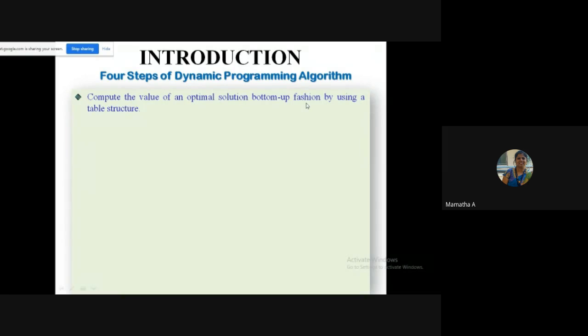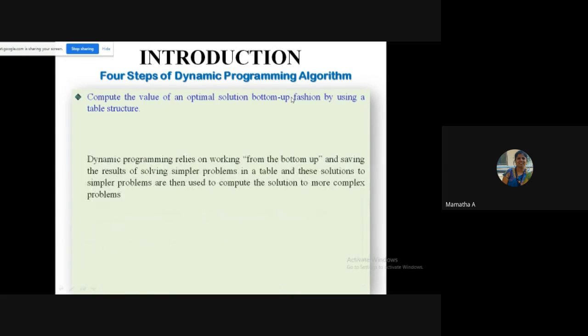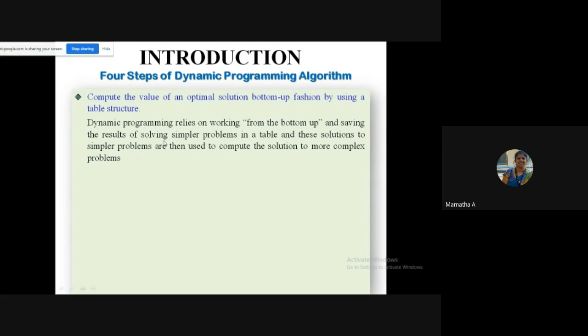Table structure. So what does this bottom-up fashion mean? It is saving the results of solving simpler problems. I'll take simpler subproblems, solve them and store the results in a table. Are you understanding? So bottom-up approach means from the bottom you go to the top. The simpler problems at the bottom I will solve first.